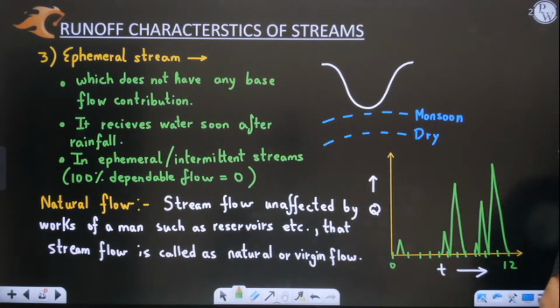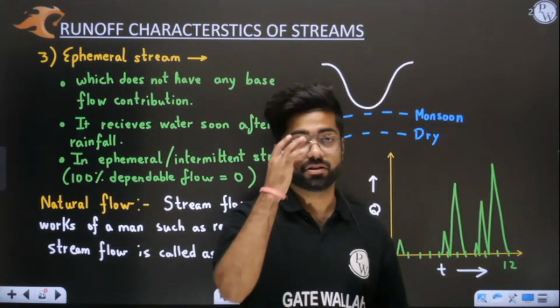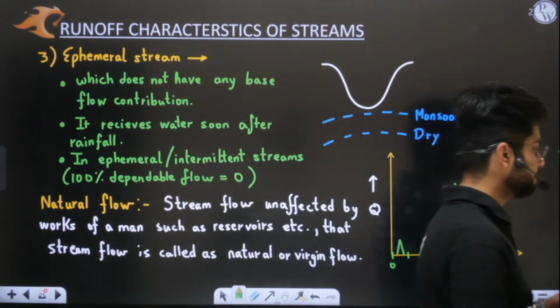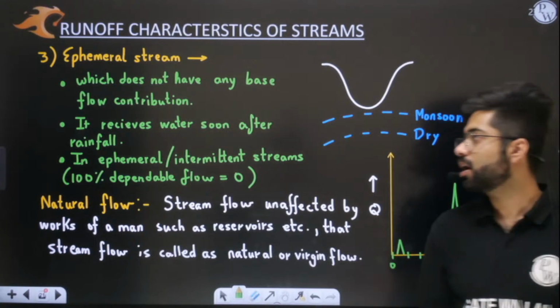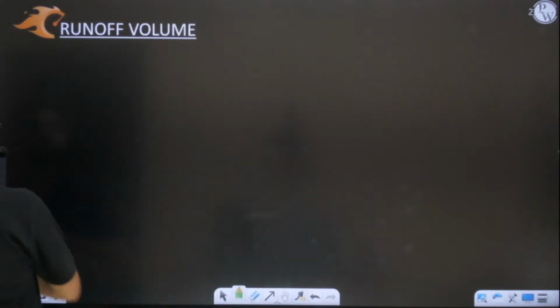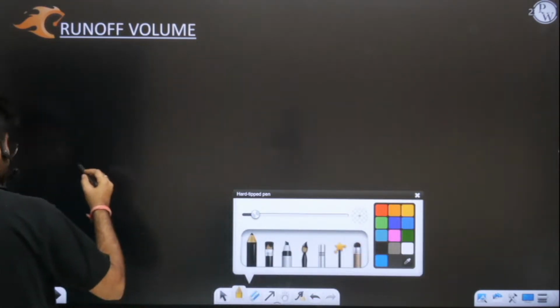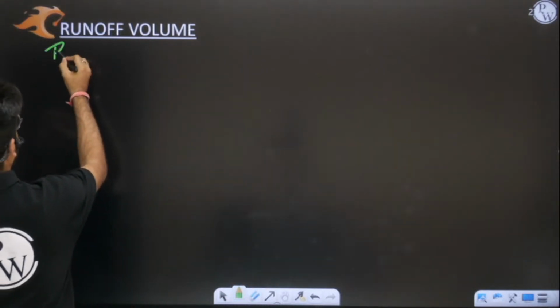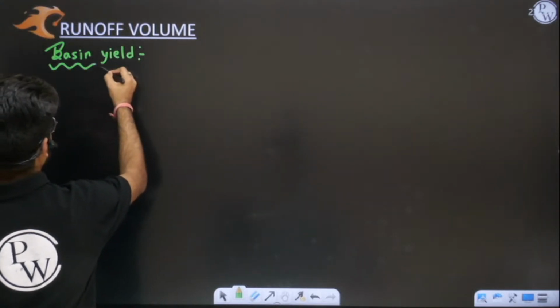Perfect. Now we'll try to understand how to find the runoff volume. We'll discuss certain methods with the help of which we'll determine runoff volume. We have discussed till now different kinds of streams, what runoff is, and what its different components are. We have understood all these things. Now before understanding runoff volume, let us first write the definition of basin yield. What is the meaning of basin yield?